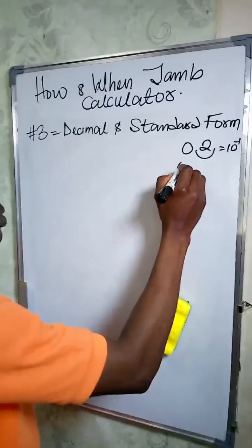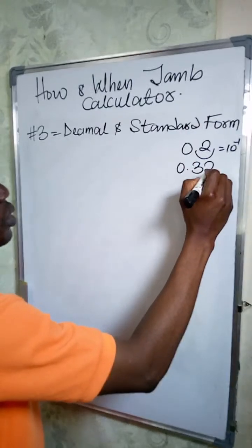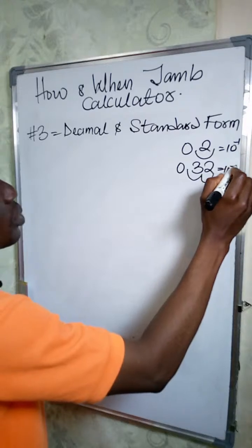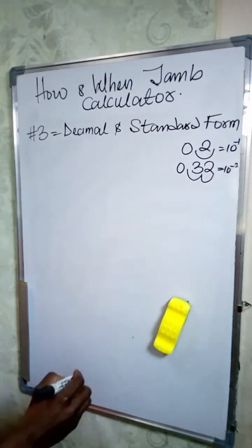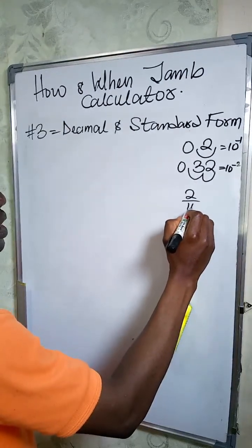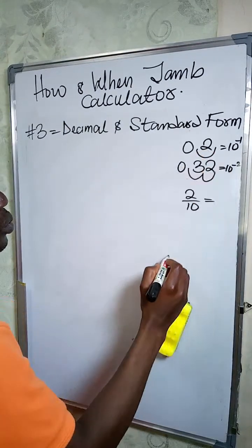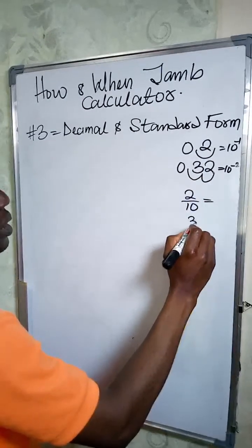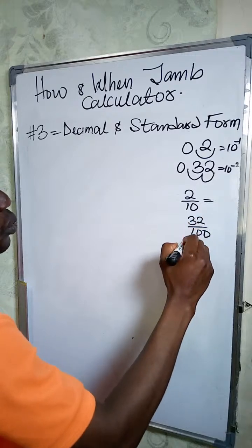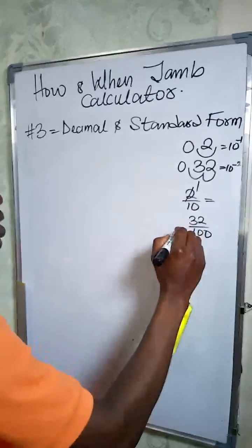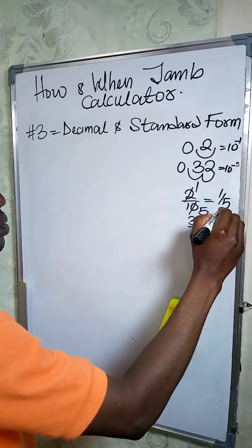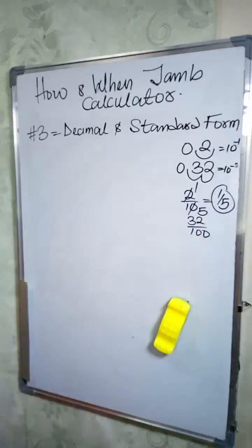If they give you 0.32, you go see say na 2 decimal places. That means say na 10 to the power of 2, 100. So if I want to find the fraction of this, 2 divided by 10 will give me 0.2. This one na 100, it go be 32 divided by 100. So if I reduce all this, 1 here, 5 there, that means say 1 divided by 5, it dey the same thing as 0.25.